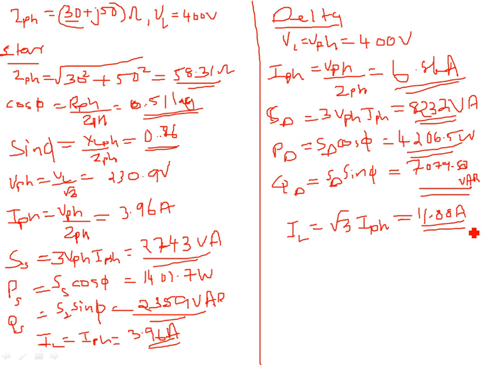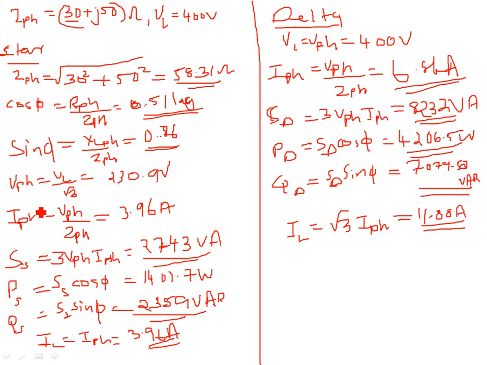Okay. Here I have not drawn the impedance triangle. So in star connection and delta connection, what is Z phase? Z phase is root of R phase square plus XL phase square. That is root of 30 square plus 50 square, which is 58.31 ohm. What is power factor? Cos phi is R phase by Z phase. That is 30 by 58.31, which comes to 0.511. Now, what is sin phi? Sin phi is XL phase by Z phase. That is 50 by 58.31, which comes to 0.86.